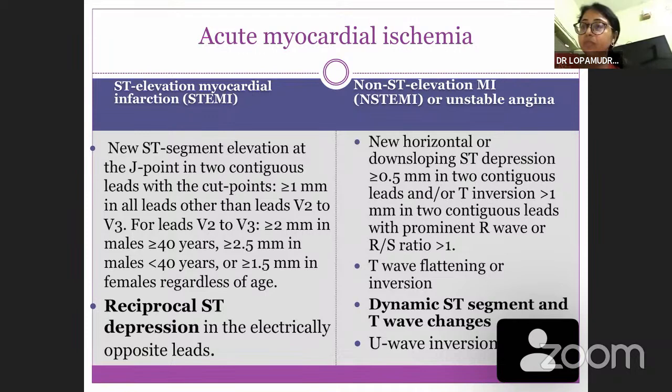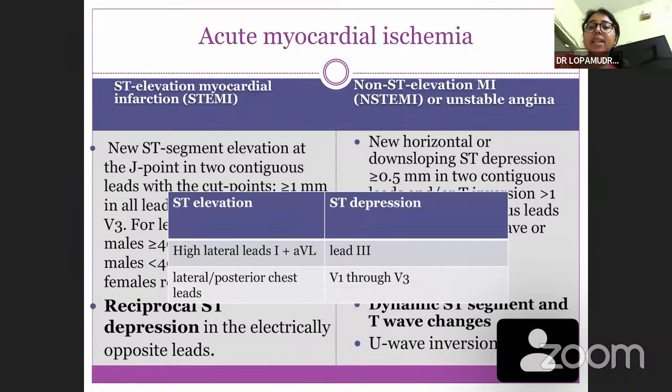So as I was discussing, the ST elevation has to be accompanied by ST depression in the diagonally opposite, electrically opposite leads. Like if we have ST elevation in lead 1 or aVL, then ST depression should be present in lead 3. And if there is ST elevation in the lateral or posterior chest leads, then ST depression should be there in V1 to V3. But again, this ST elevation and ST depression are not always present. And it has also been seen in autopsy studies that they don't always correlate with which coronary artery is affected. It's not always clear cut from these changes in the surface ECG.